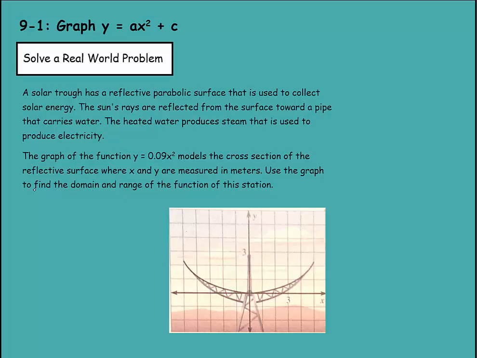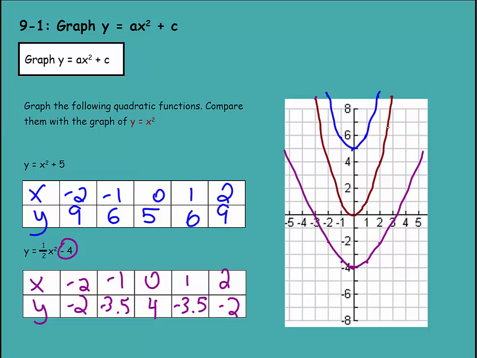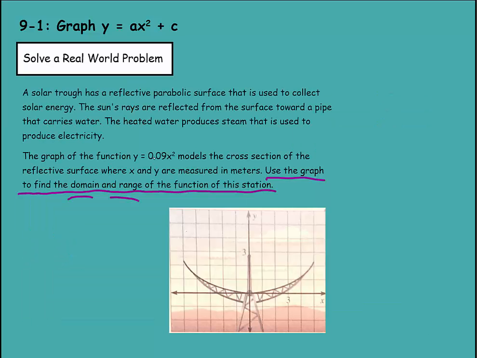Use the graph to find the domain and range of the function of this station. So this is what it's asking us to do here. So we're looking for domain and range. Just an observation that I have, when you have that parent function, you notice that parabola opens and closes really quickly. Since this is such a small number, 0.09 times the x squared, you'll notice that this parabola opens very slowly.